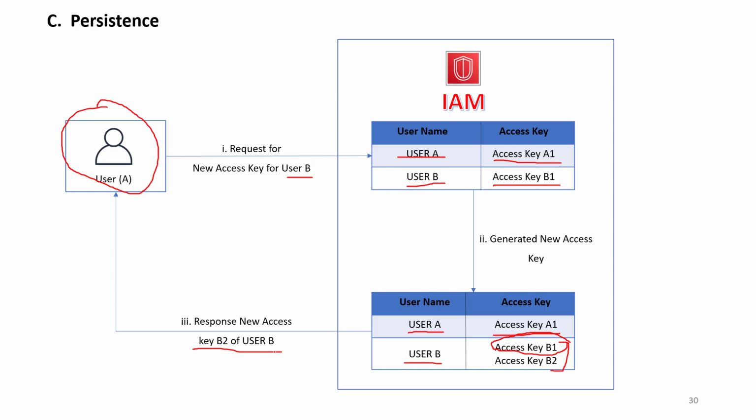You can also create a new user and assign the access key to them. So this is how you can create persistence using AWS IAM services. Let me demonstrate practically how it works.